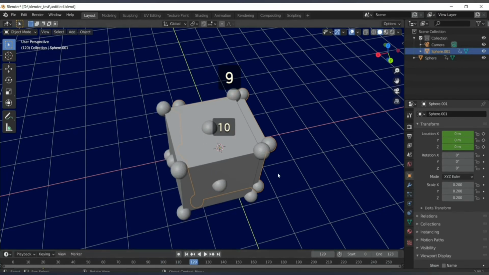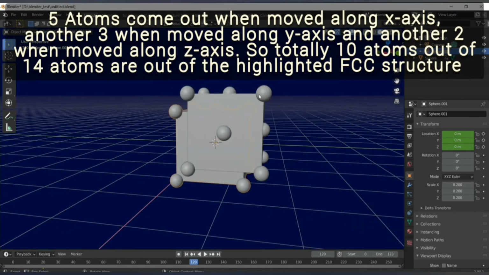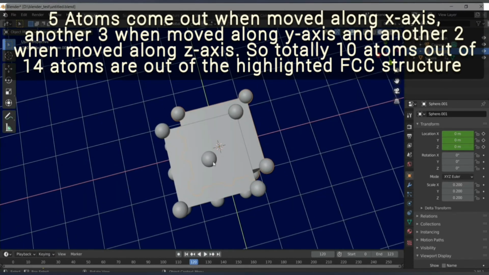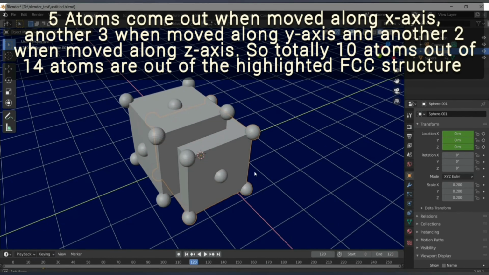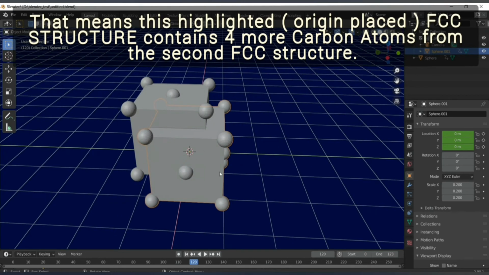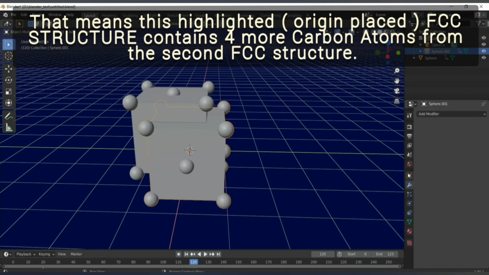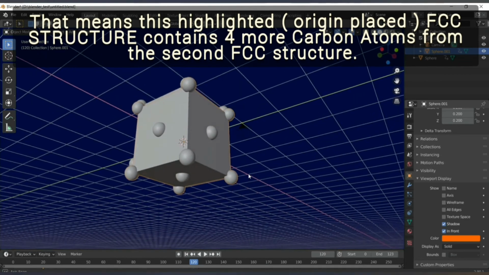5 atoms come out when we move along the x-axis, another 3 when moved along the y-axis, and another 2 when moved along the z-axis. So totally 10 atoms come out of the 14 atoms of the second FCC structure from the highlighted, origin-placed FCC structure. That means the highlighted, origin-placed FCC structure contains 4 more carbon atoms from the second FCC structure.